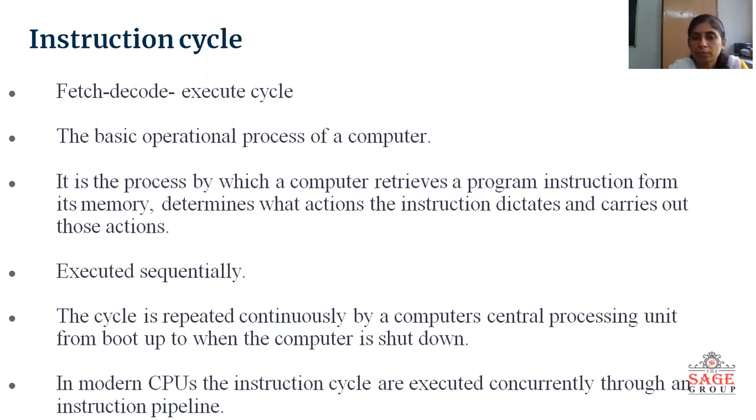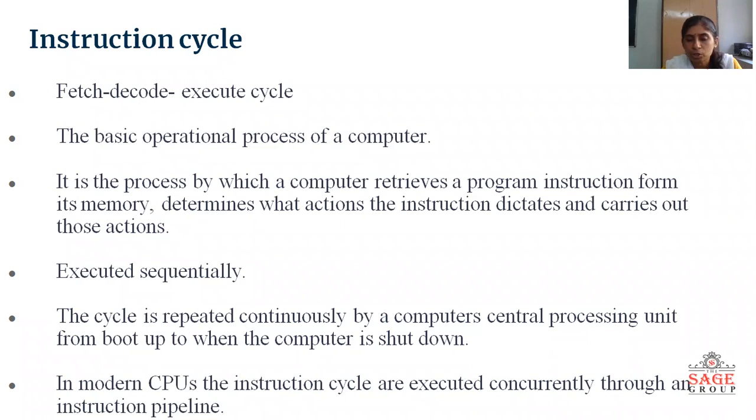It is the process by which a computer retrieves a program instruction from its memory, determines what actions the instruction dictates, and carries out those actions. Basically, this instruction cycle is executed in two ways, sequentially as well as concurrently. In the sequential case, the cycle is repeated continuously by the computer's central processing unit from boot up to when the computer is shut down. And in the concurrent case, the parallel operations are executed in parallel.